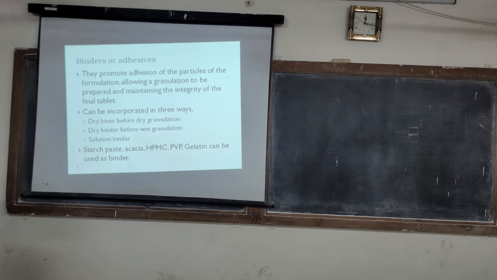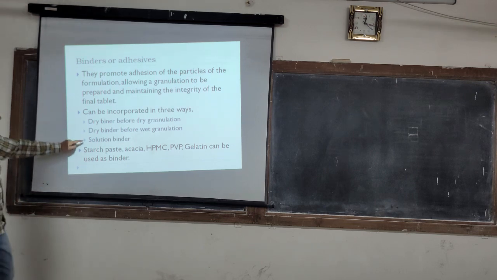Or we can incorporate it as a solution binder, in which we are dissolving a binder in the granulating agent itself, and then we spray the granulating agent over the mixture of all the ingredients, API, diluents, disintegrants, etc. And we prepare the granules. While in case of dry granulation or direct compression, we use only a dry binder. So we mix the binder with all the ingredients and go for compression, or go for slugging or chilsonation for preparing the dry granules if you are going for dry granulation.